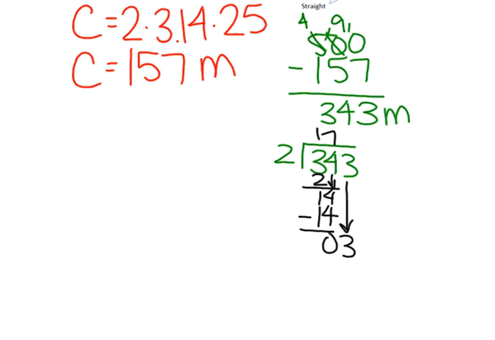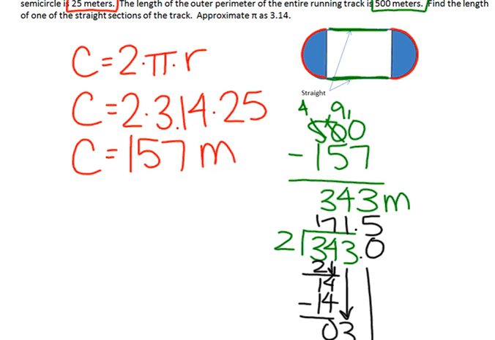Three, 2 goes into 3 once, and then we're going to have to add a decimal point to have another digit, and 2 goes into 10 5 times. So the total length of the straight section is going to be 171.5 meters. So I'll label each of those sides as X, and that's going to be the total distance of just the straight section.